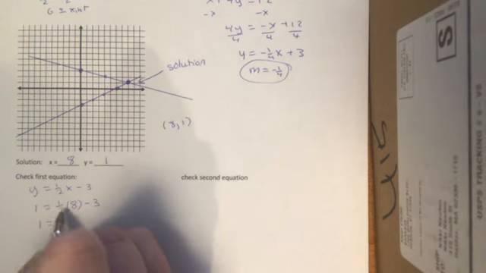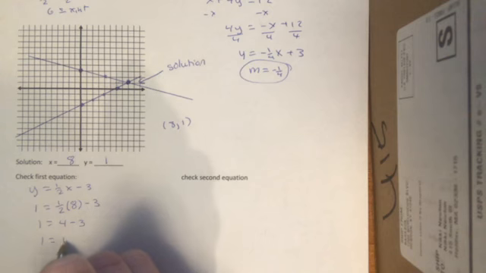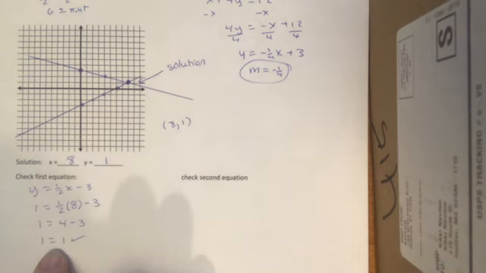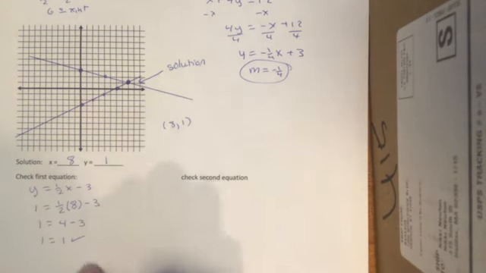Just simplify. 1/2 times 8 is 4. 4 minus 3 is 1. Okay, it works because that's true. If you got something that wasn't true, it means you made a mistake. It means your answer is wrong, or maybe you made a mistake in checking.